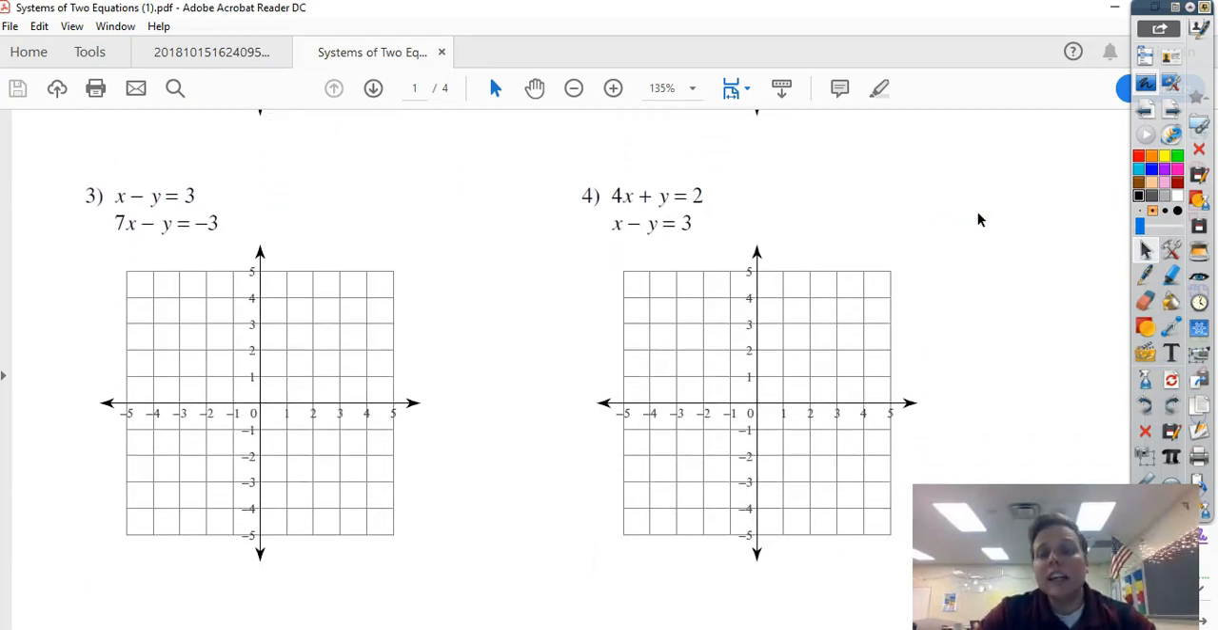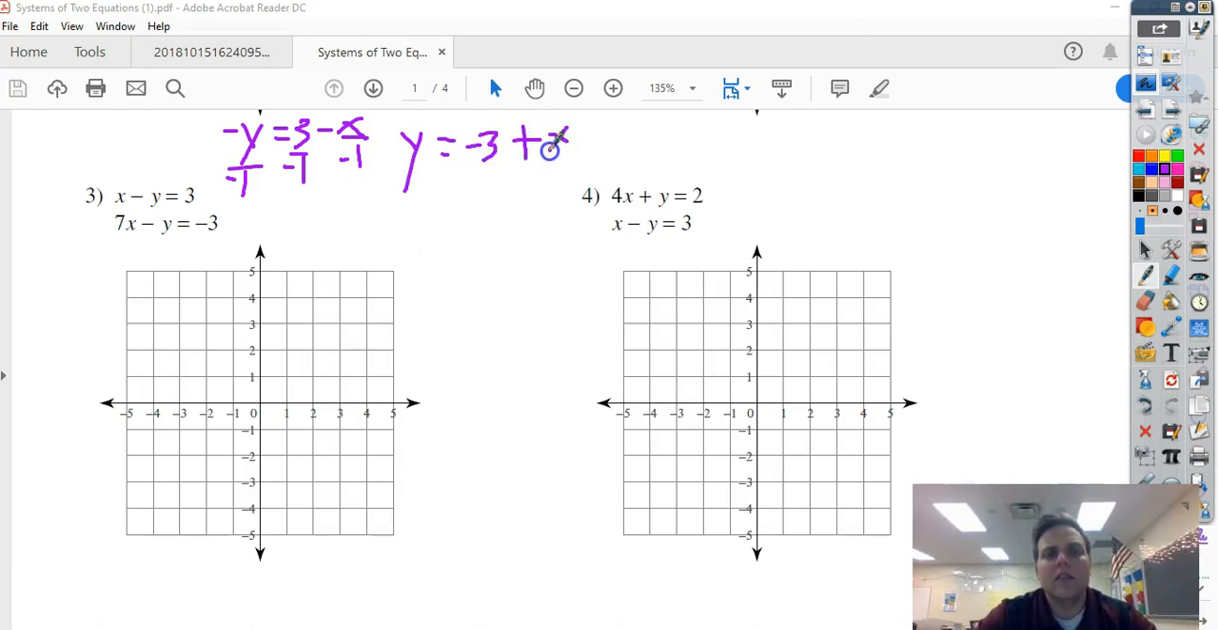Now, number 3, you do have to do the hard thing of getting the y's by themselves. To get y by itself over here, you need to subtract x over. Then you get negative y is equal to 3 minus x. To get y by itself, you divide everything through by negative 1. That gives you y is equal to negative 3 plus x. Now you're ready to type that one in.